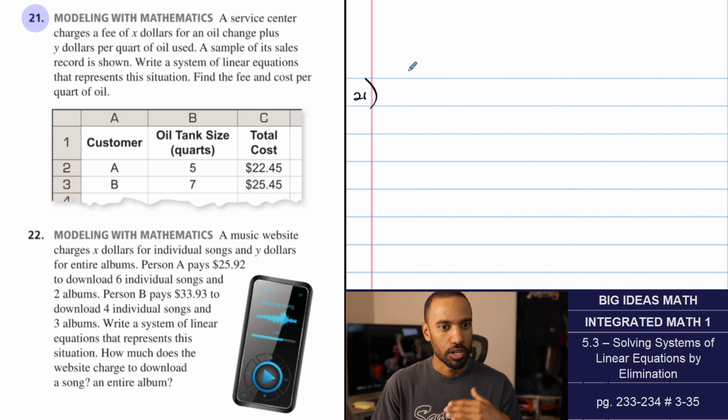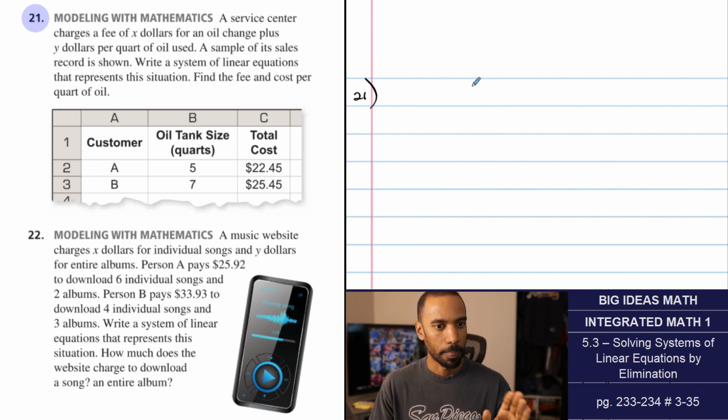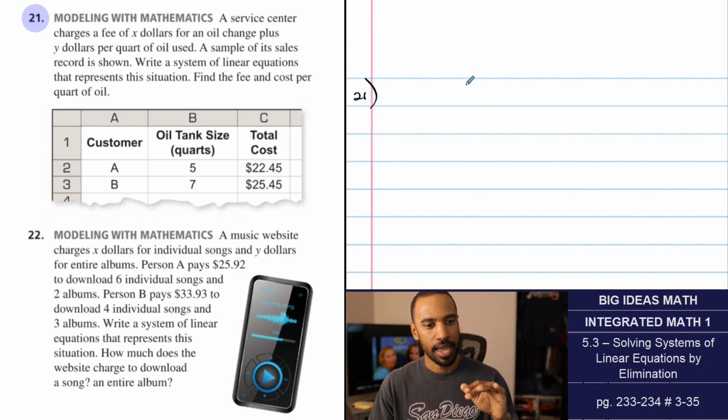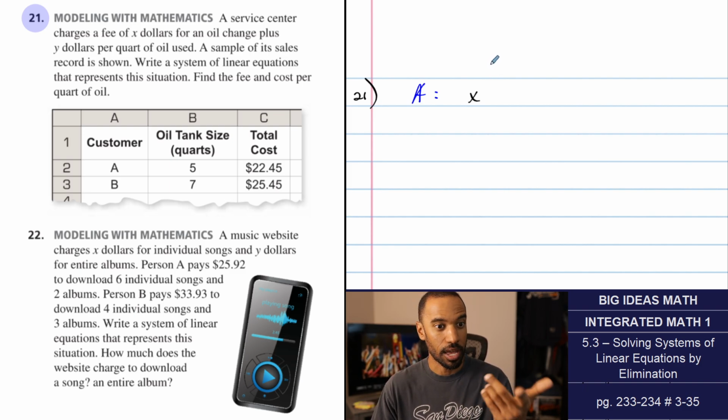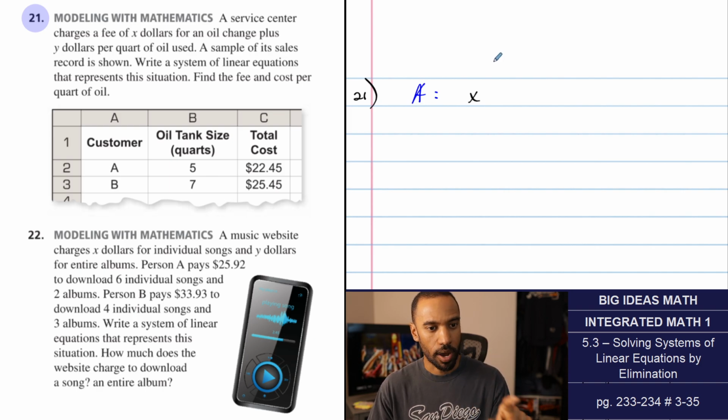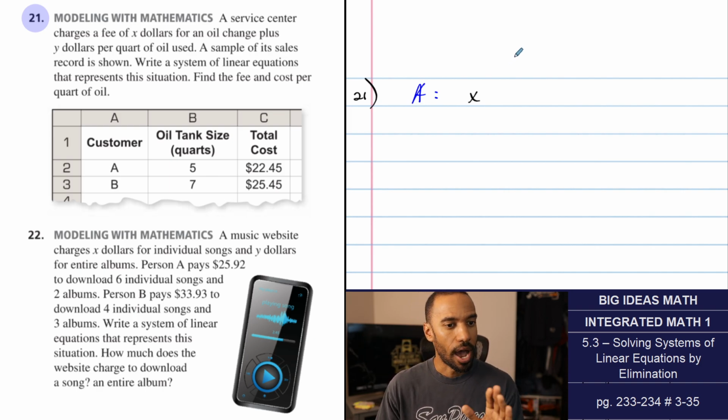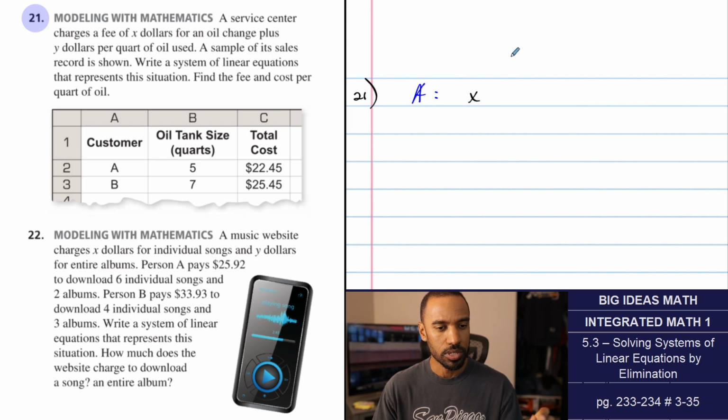Charges a fee of x dollars for an oil change. So they're going to outright do that. So they have customer A was charged this amount. I'm going to write A and B to begin with here for my system to make sense of it. So customer A is charged x dollars for an oil change. And then, see, should I define these? I think this one's going to be a little more straight up because actually they said it: x dollars and y dollars per quart of oil used. So they defined it for us. It says find the fee and cost per quart of oil, which we don't know.